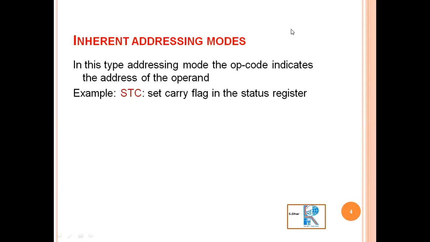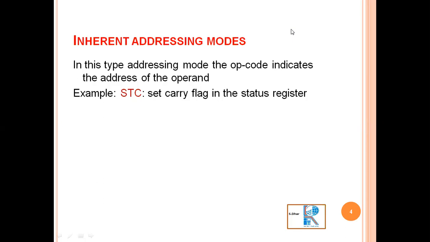See here, STC, this is the opcode. But I have already told any instruction has two parts. One is the opcode, another is the operand. See, no operand is mentioned here, only this command STC. But this is inherent addressing mode. That means as the meaning of this instruction is set carry flag in the status register, it is already telling the processor to check the status register which is in the CPU. That means there is no requirement of telling the address of the status register. STC means the processor will check the status register when it gets this type of instruction.